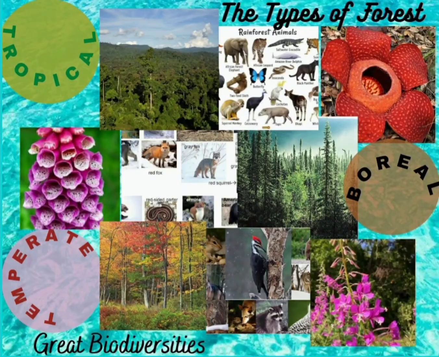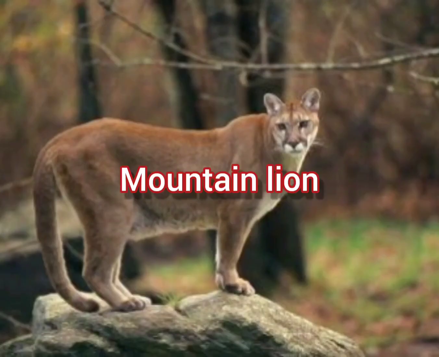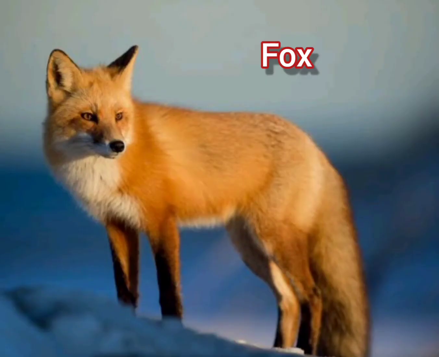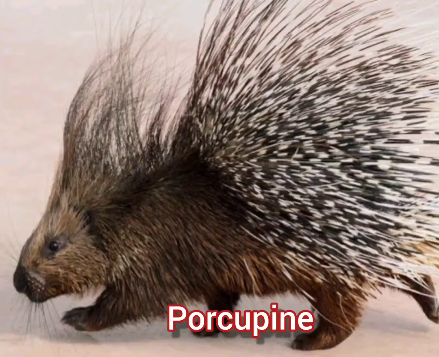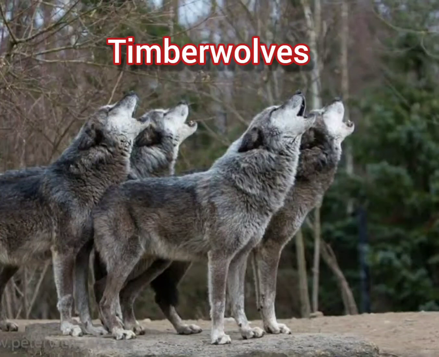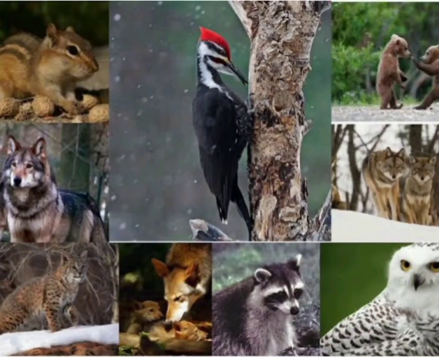The second picture represents the kind of animals living in this forest. Some of these are black bears, mountain lions, deer, fox, squirrels, skunks, rabbits, porcupines, timber wolves, and many more. These animals have to adapt to changing seasons. They are able to cope with cold winters and hot summers, but some animals hibernate or migrate during winter to escape the cold.